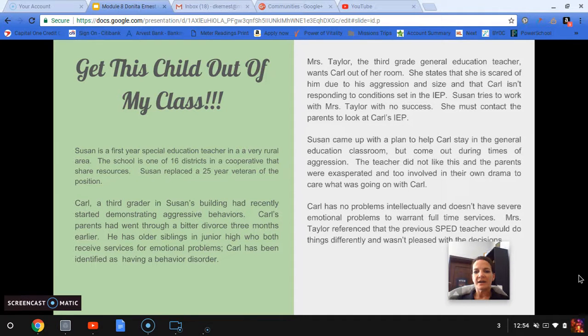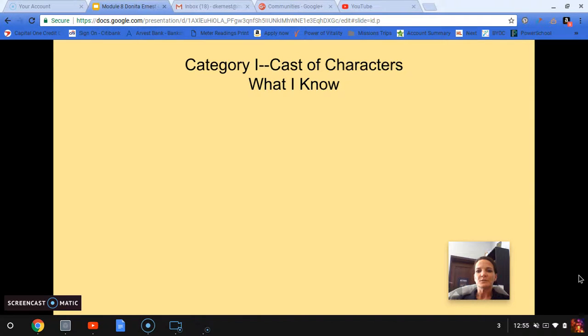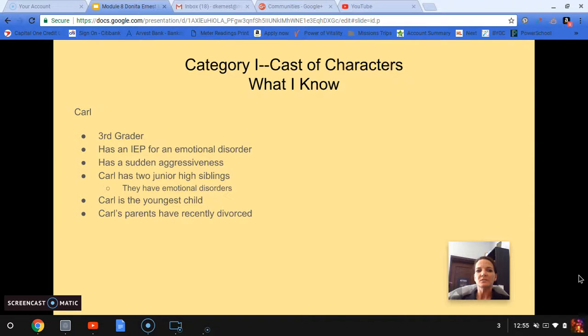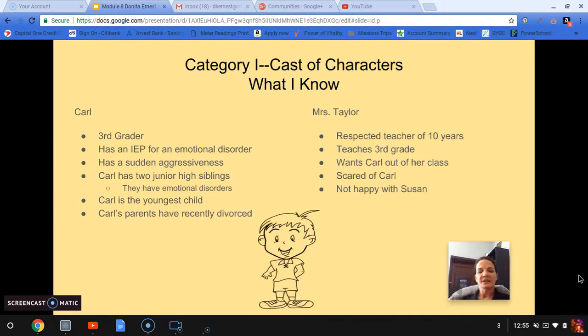Mrs. Taylor wants him out of her classroom because he's had some sudden behaviors that she's just really struggling with. Carl's parents have recently gotten a divorce, and this seems to maybe be causing him some issues. Our cast of characters: I know that Carl is a third grader. He has an IEP for an emotional disorder, and he has some sudden aggressive episodes. Carl has two junior high siblings, and they have emotional disorders. Carl is the youngest child, and Carl's parents have recently divorced.